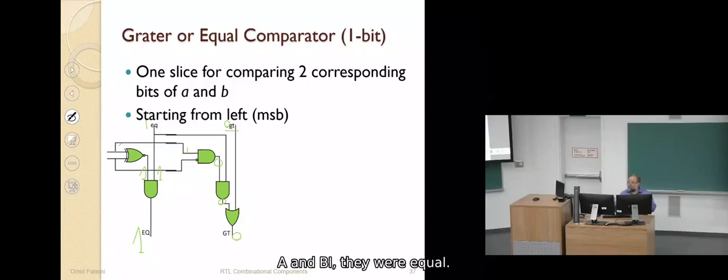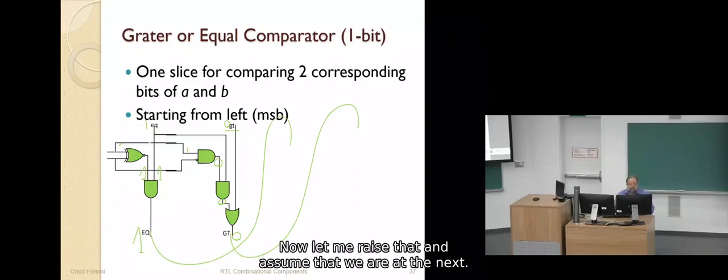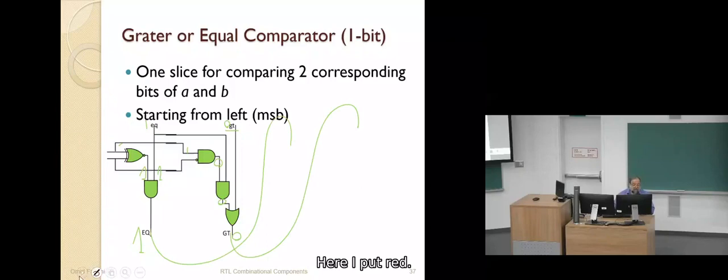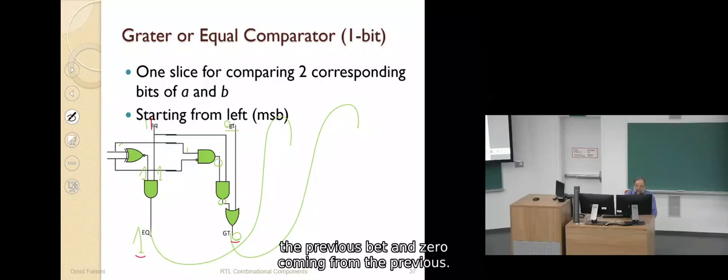Now let's go to the next bit. If we go to the next bit, this equal comes here, and this greater comes here with the same circuit. Okay, now let me erase that and assume that we are at the next bit here. I put red. So we have 1 coming from the previous bit and 0 coming from the previous. And now let's assume AI is greater than BI. For example, that was the third bit. Now we are at the second bit. And A2 is greater than B2. If A2 is greater than B2, then they are not equal.